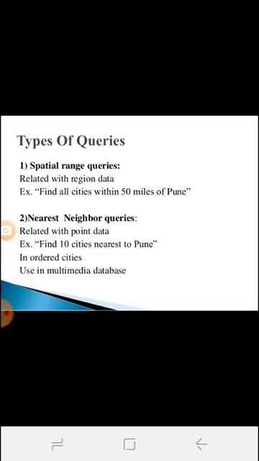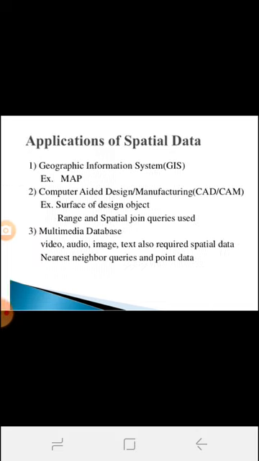Then types of queries. Spatial range queries are related to region data. Nearest neighbor queries are related to point data. Spatial join queries use both point and region data. They are more complex and expensive to evaluate.